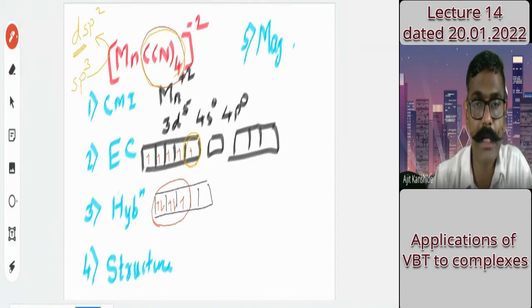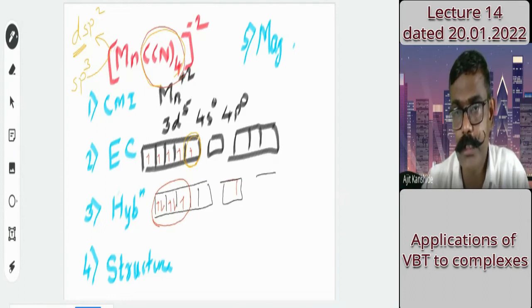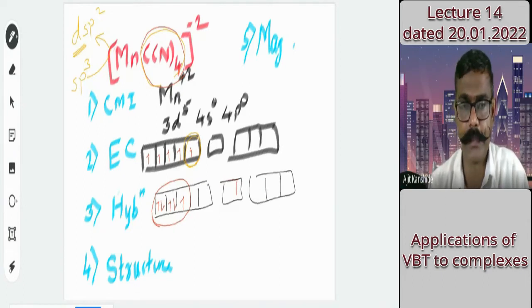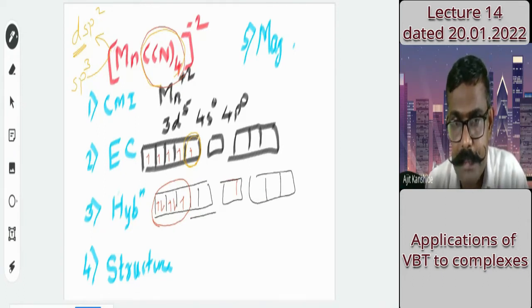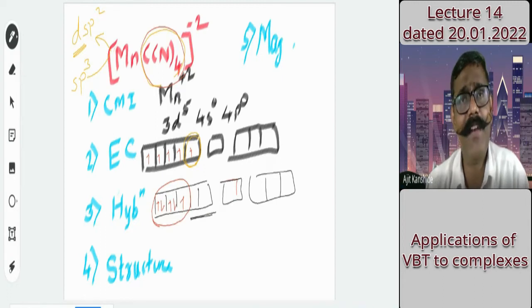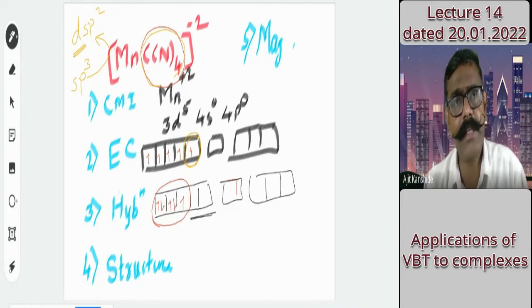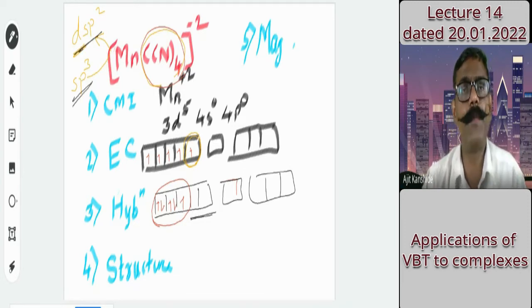Are you understanding what I'm saying? Yes, sir. Here is the 4s orbital and then the 4p orbitals. Actually, these two orbitals are available for hybridization. But hybridization is with its own rule. Only four ligands are there. So either sp3 or dsp2. Out of that, one is to be chosen.